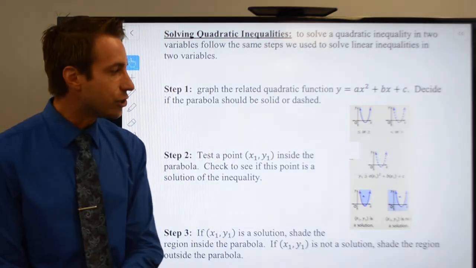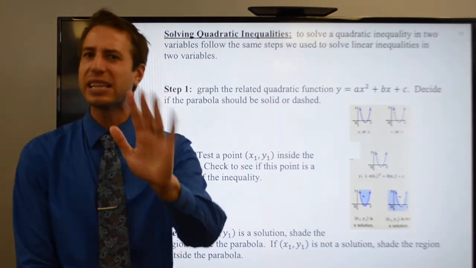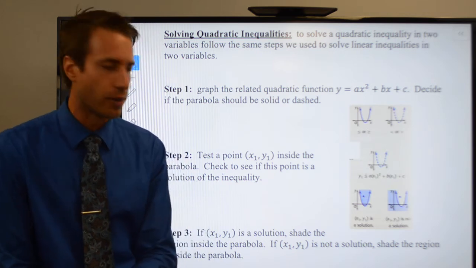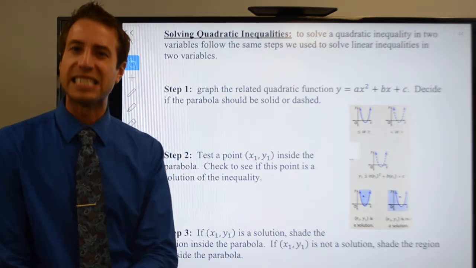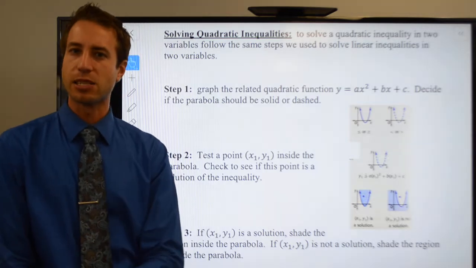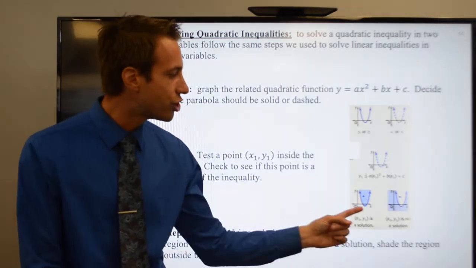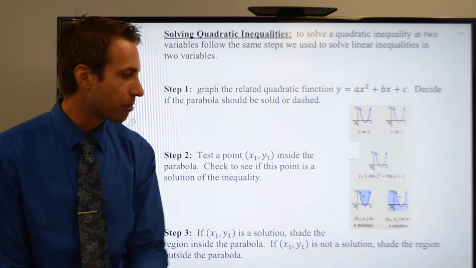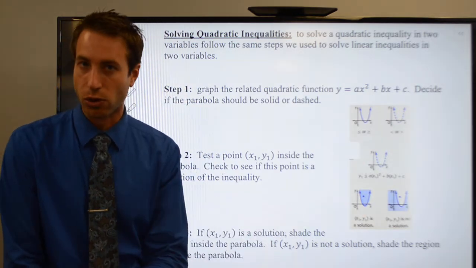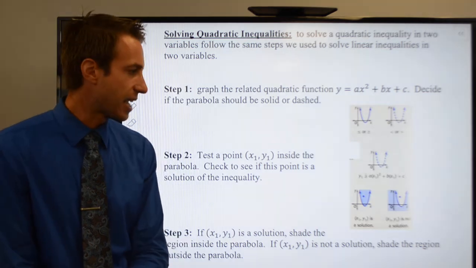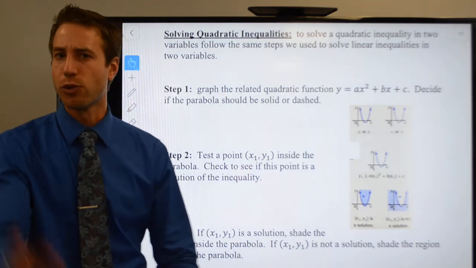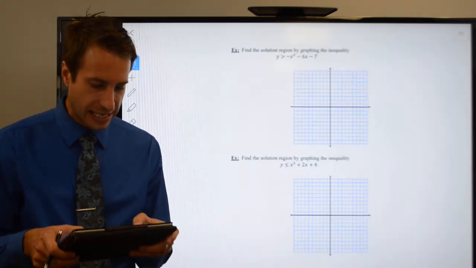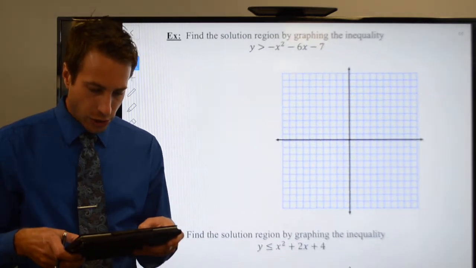What you would then do is choose a test point. We like 0, 0 as long as your parabola doesn't go through 0, 0. I would use 0, 0 because it's easy. And then based on that test point, we'll determine whether you would shade inside the parabola or outside of the parabola, depending on the result of using your test point. So that's just a quick review of the way these inequalities work, and let's jump into it by doing an example. So here we go.